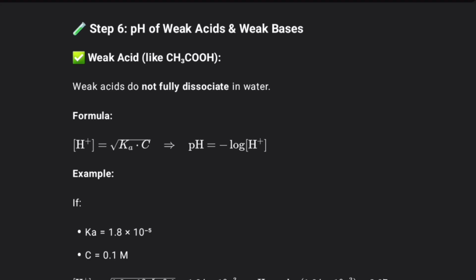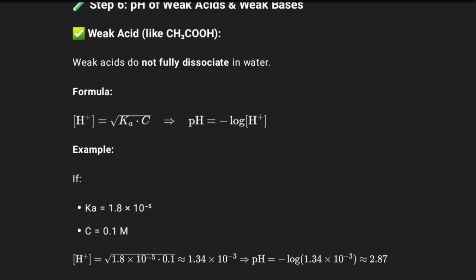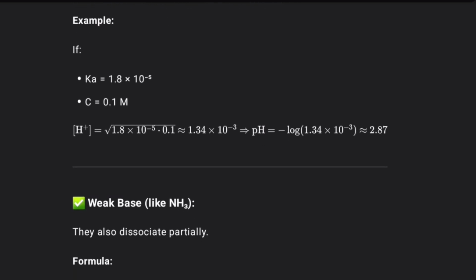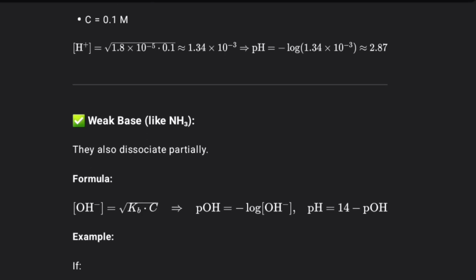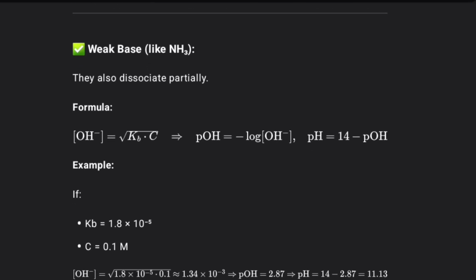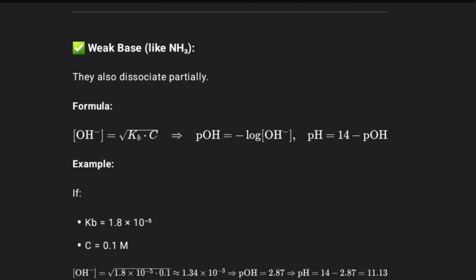Weak acids, like CH3COOH, do not fully dissociate in water. Formula: [H+] equals square root of Ka times C, and pH equals minus log [H+]. Example: if Ka equals 1.8 times 10 to the minus 5 and C equals 0.1 M, then [H+] equals square root of 1.8 times 10 to the minus 5 times 0.1, approximately 1.34 times 10 to the minus 3. So pH equals minus log of 1.34 times 10 to the minus 3, approximately 2.87. For weak bases, partially dissociated: formula [OH-] equals square root of Kb times C.